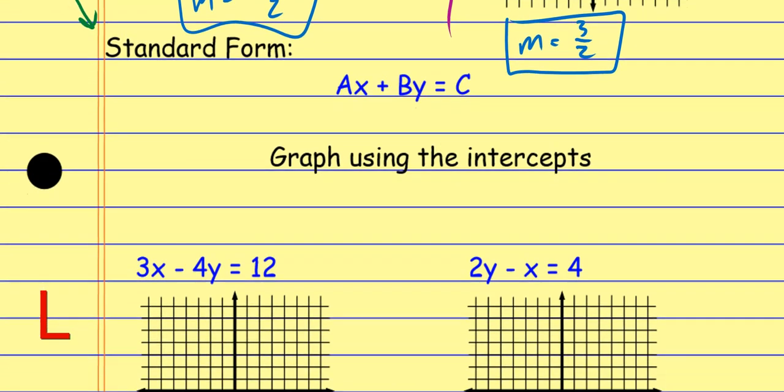The first format we have for graphing equations is standard form. That's when the x and the y are on the same side. And the best way to graph when it's in standard form is to do the intercepts. Remember, we can find the x-intercept by plugging a 0 in for y.